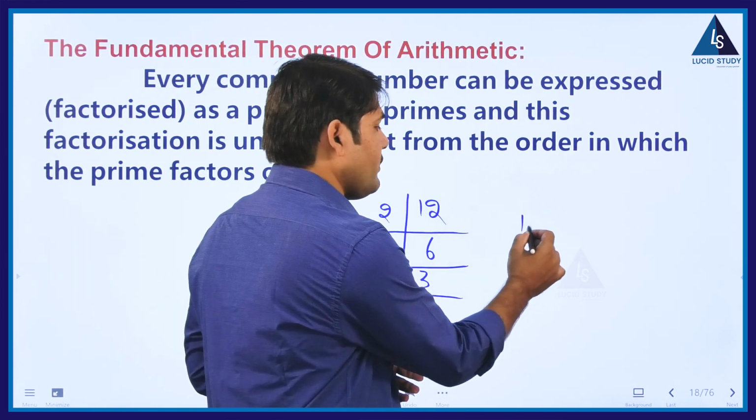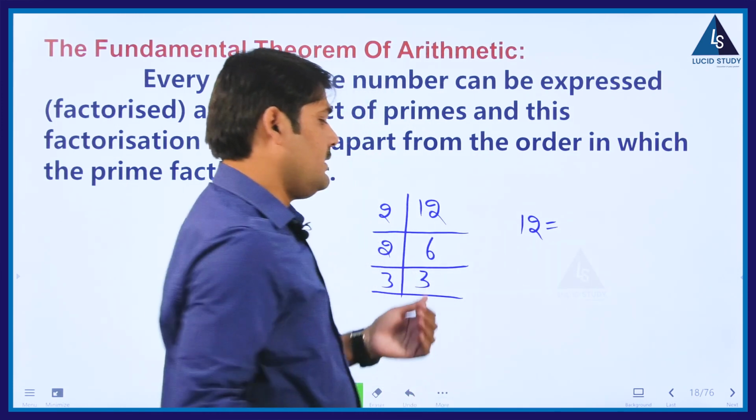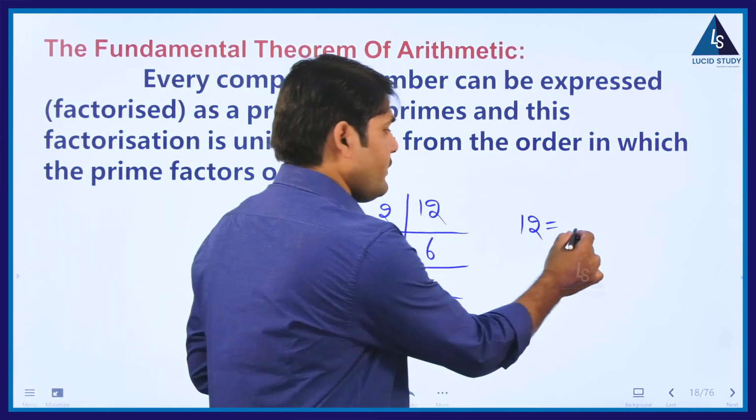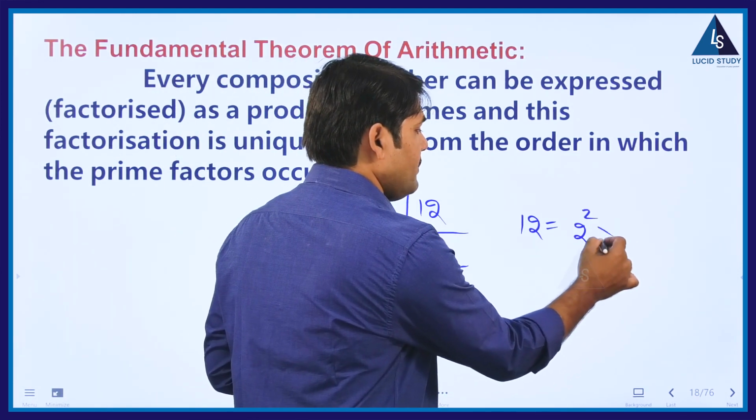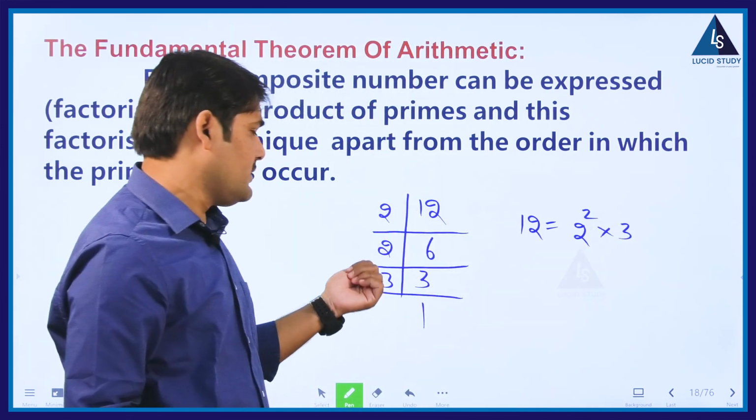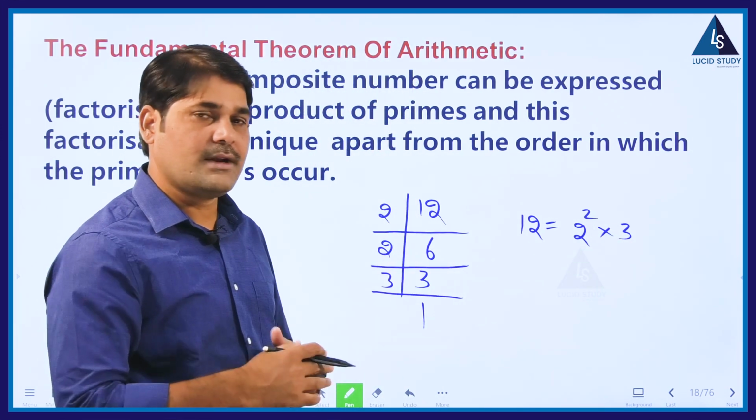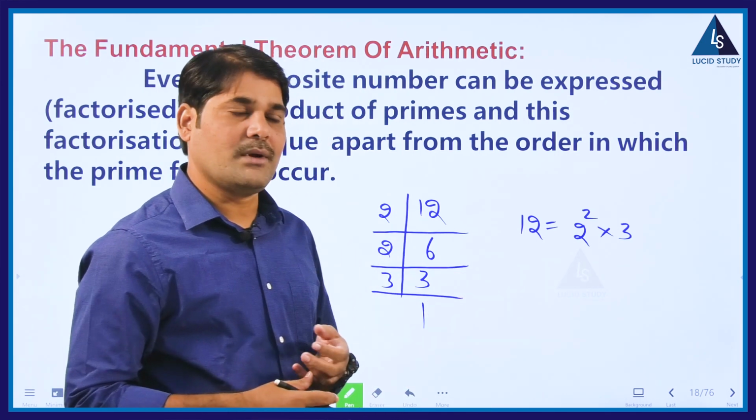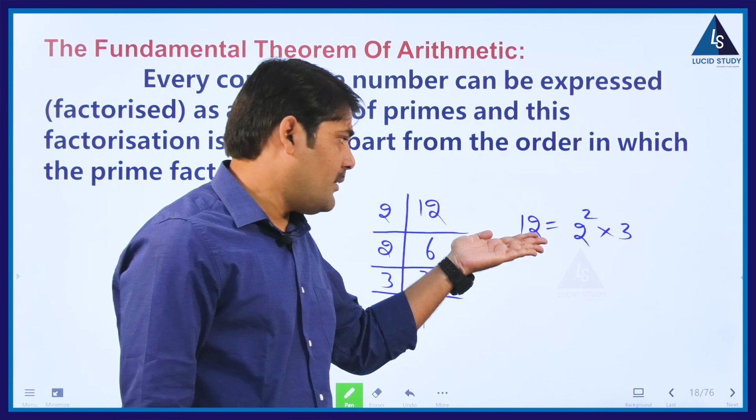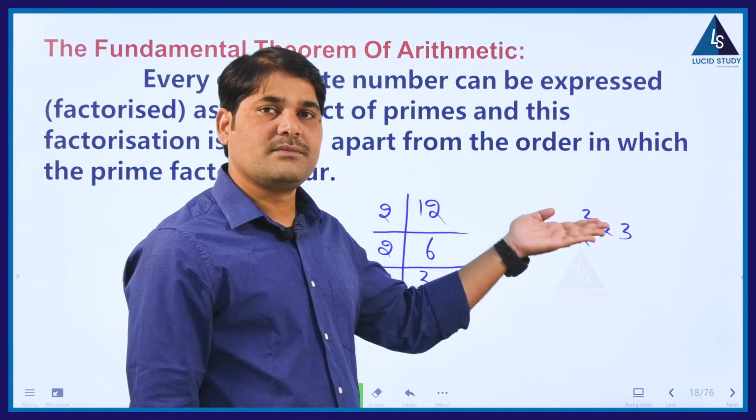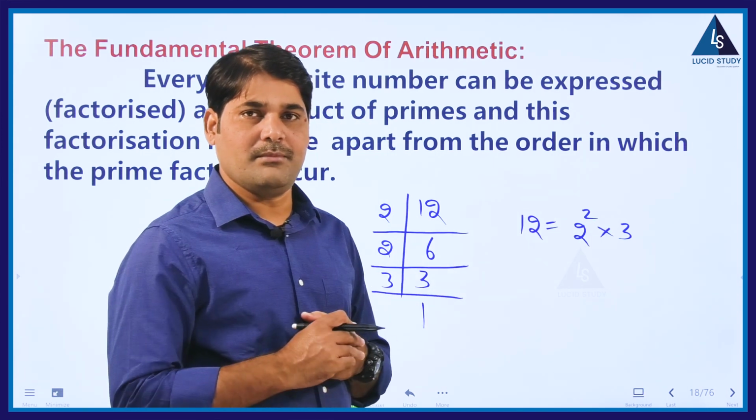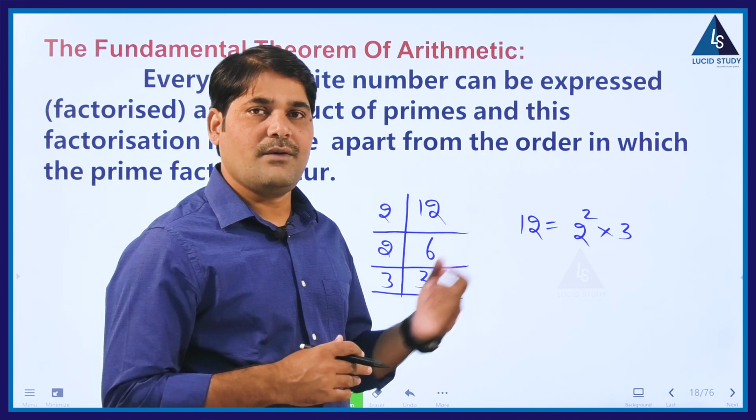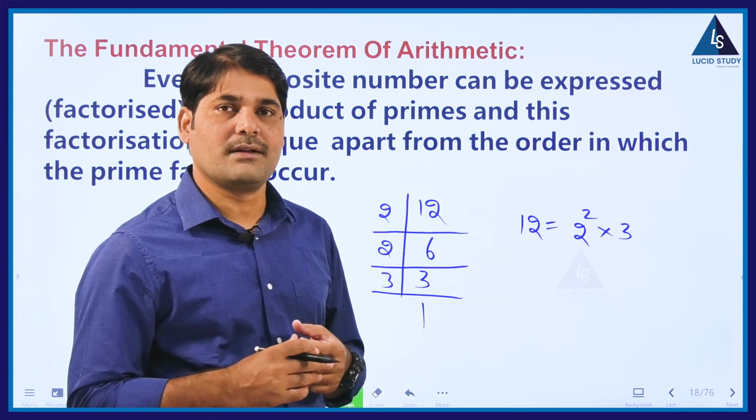Now I can write 12 as 2 square into 3. 2 times 2 is there, so 2 square into 3, like this I can write. This is only the fundamental theorem of arithmetic. What I did is write the composite number in terms of a product of prime numbers. So this is our fundamental theorem of arithmetic.